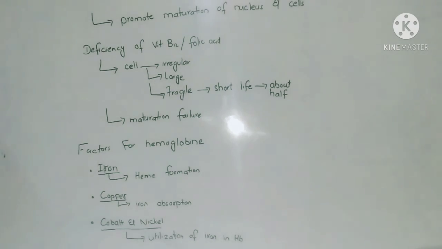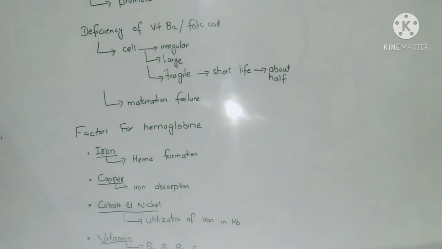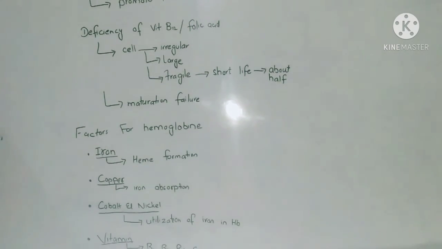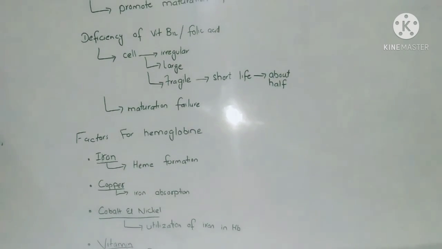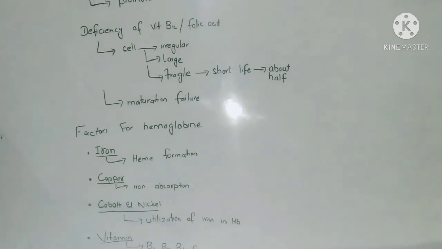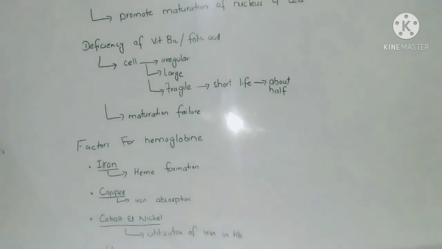Factors for hemoglobin include iron, copper, cobalt and nickel, and vitamins. Iron is for heme formation, copper for iron absorption, and cobalt and nickel for utilization of iron in hemoglobin. Vitamins B2, B3, B6 and C are also included.